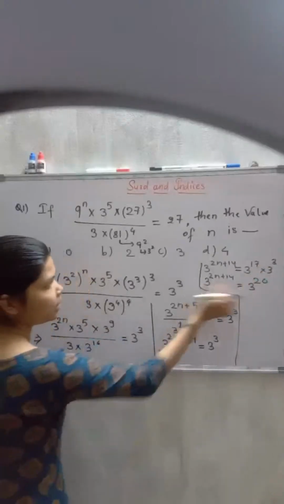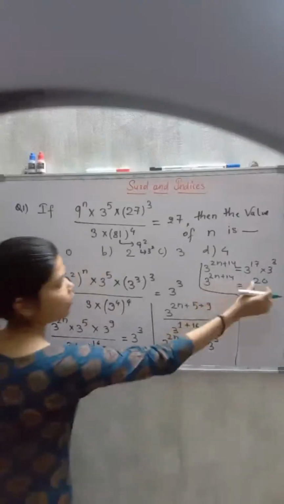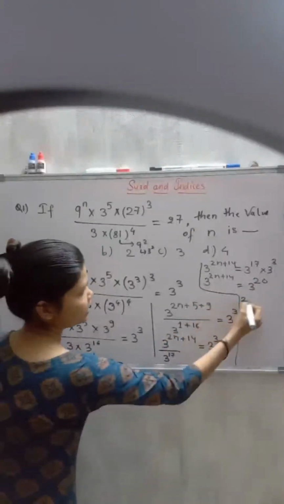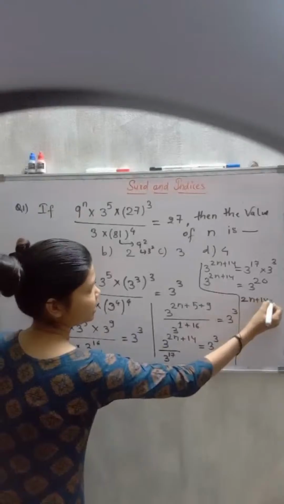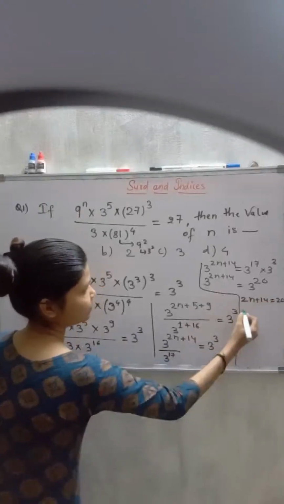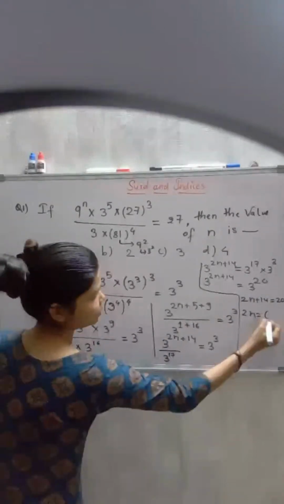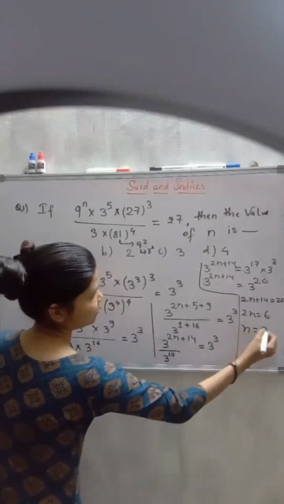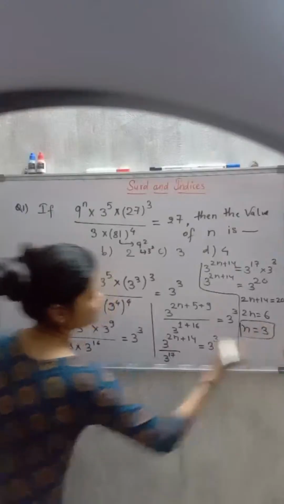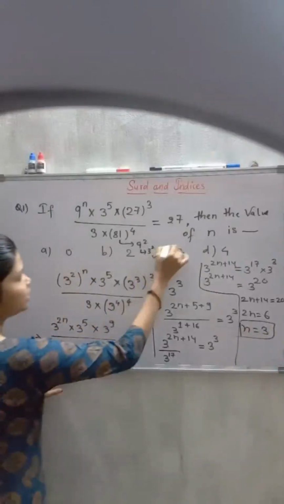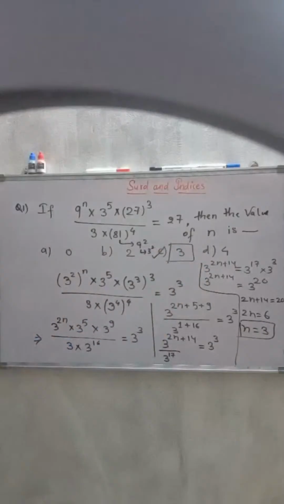Now the bases are same, so powers are also equal. This implies 2n plus 14 equal to 20. 2n equal to 20 minus 14 gives you 6. So n equal to 3. Option C is the correct answer.